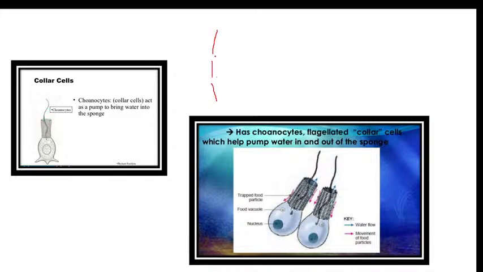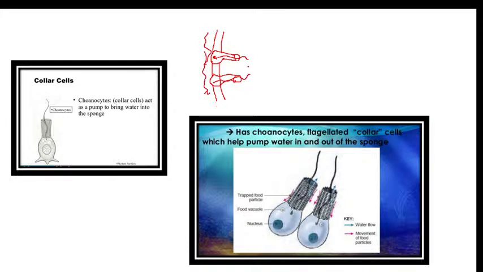If this is the body of the sponge, this is how the cell is, this is how it is located, and the flagellum will be like this. So these are the choanocytes. In the body of a sponge, they sit like this: flask shaped cells with a single flagellum. There are other cells outside these. This is what we call collar cells.